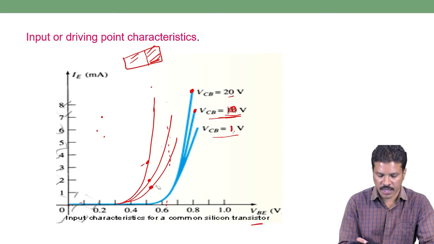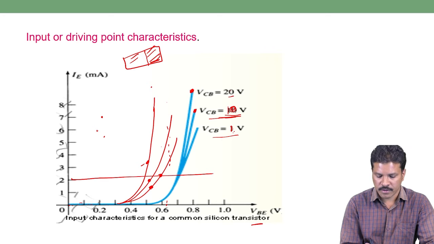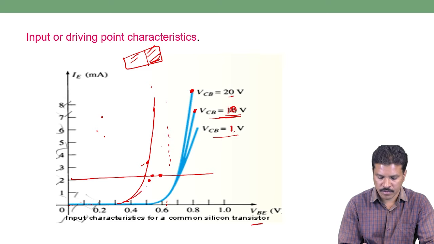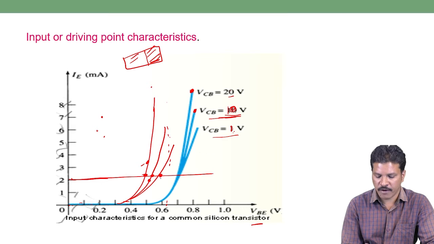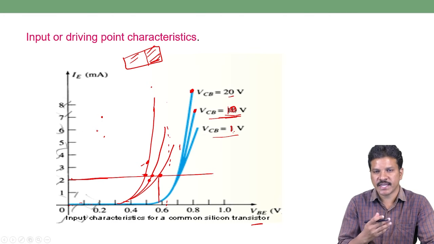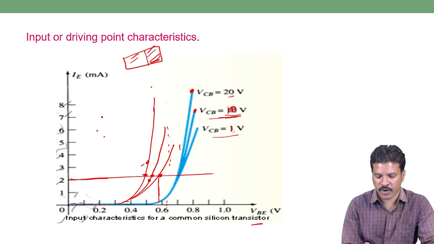For example, on this line, if you take the 2 milliampere current, in order to get the 2 milliampere current for VCB 1 volt, it requires 0.6 volts. When reverse voltage increases, base width decreases. So next time, by increasing the input voltage VBE, it need not reach 0.6. Earlier than 0.6, at 0.58 only, you will get the same 2 milliampere current.